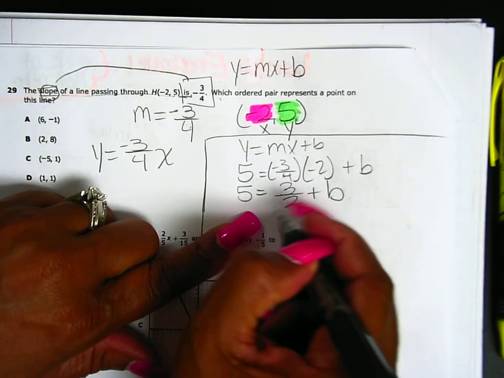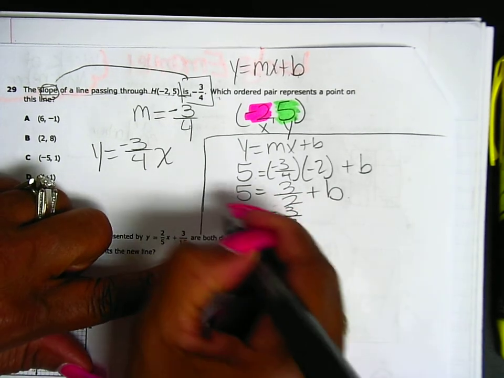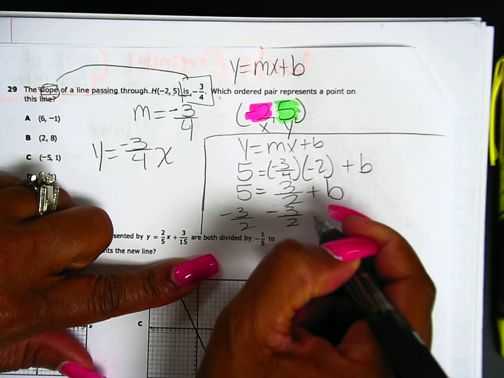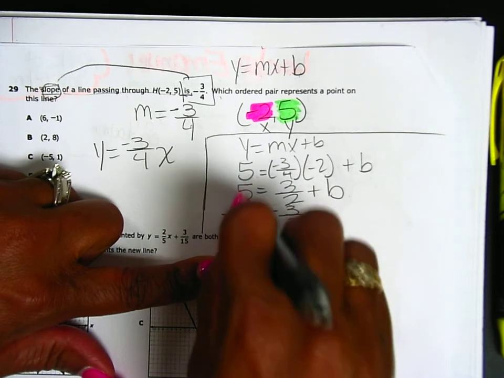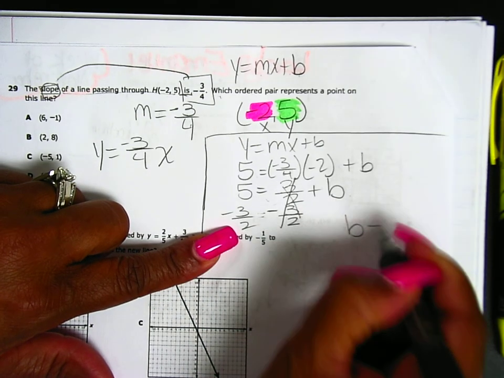This is addition. That means I'm going to subtract 3/2. Okay, I'm going to subtract 3/2 from both sides so that I can have B by itself. No, I don't want to put equals there. That cancels. That gives me B equals, what am I going to do?